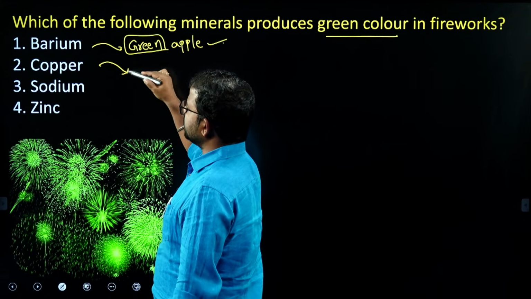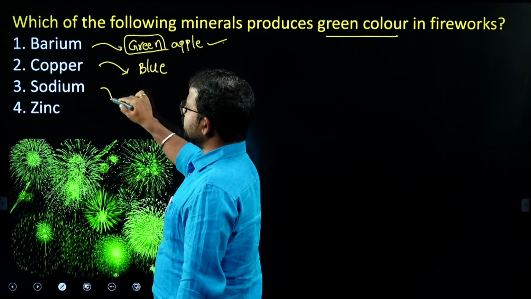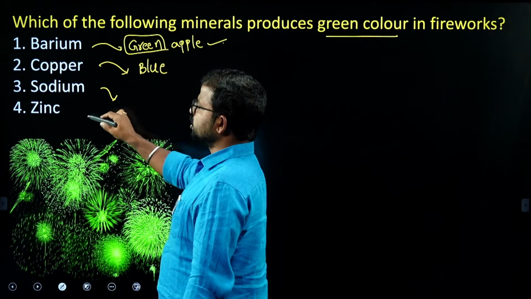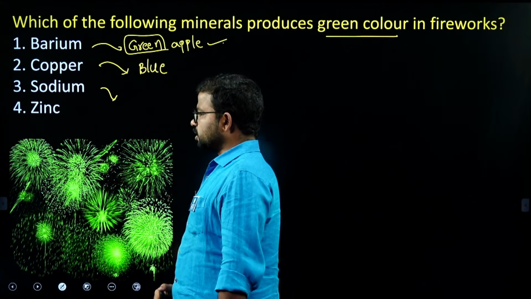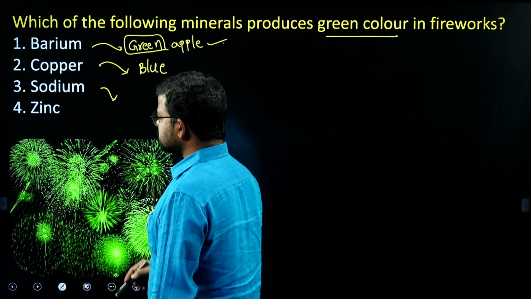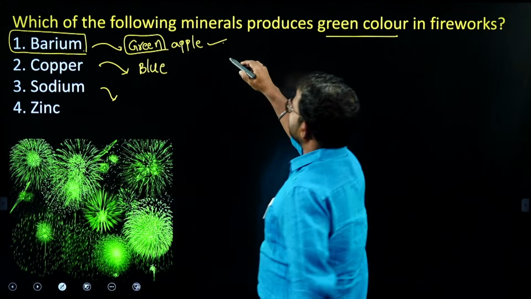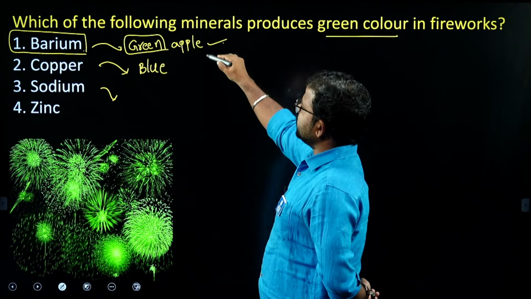Next, copper. If you use copper, you can get mostly blue color. Next, sodium, brick color. Zinc, generally we do not use zinc to get colors, right? So here the correct option is option 1 only.